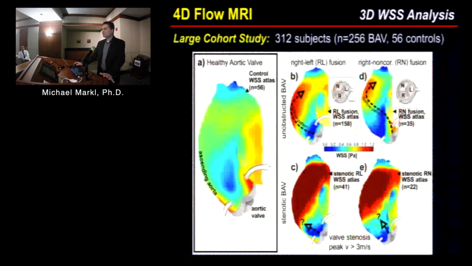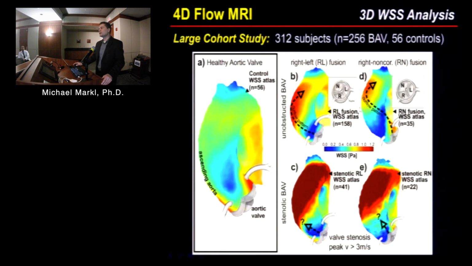And this is very recent results in our largest cohort so far with 312 subjects, 256 BAV patients and 56 controls, that kind of reiterate those findings, where you see these very different wall shear stress expressions in those patients with different fusion patterns, here again corresponding to these typical dilatation patterns.